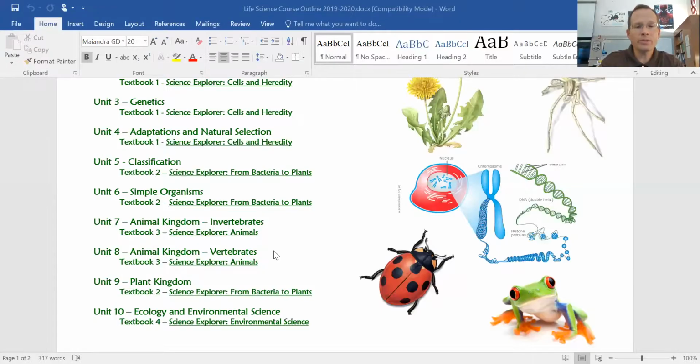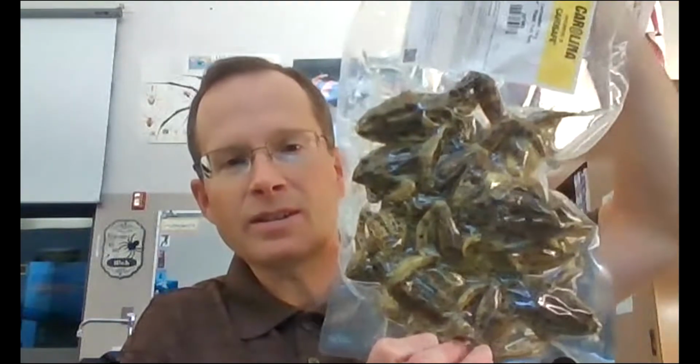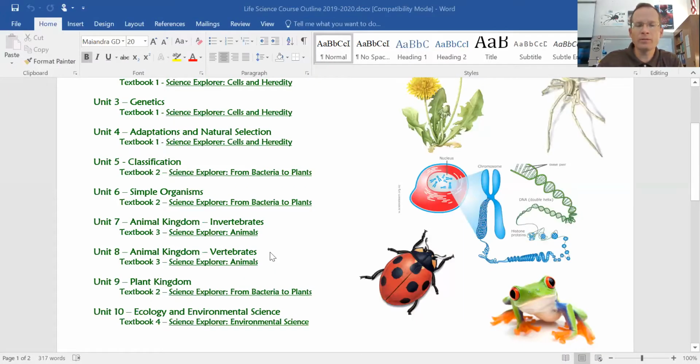Okay, so let me get back to the, then we do the vertebrates. So for vertebrates, we'll do the major classes of vertebrates. So that is your classic grass frog dissection, probably one of the most memorable parts about 7th grade is that dissection. So we'll go through all the major groups of vertebrates.